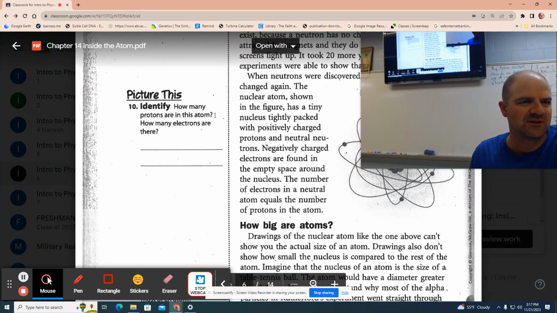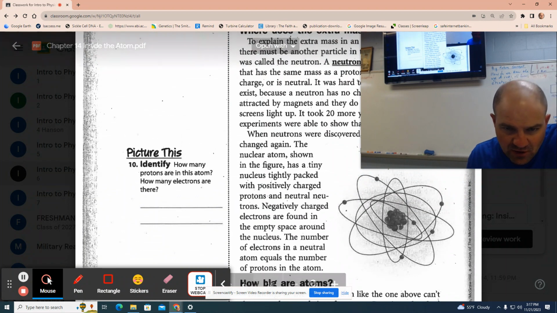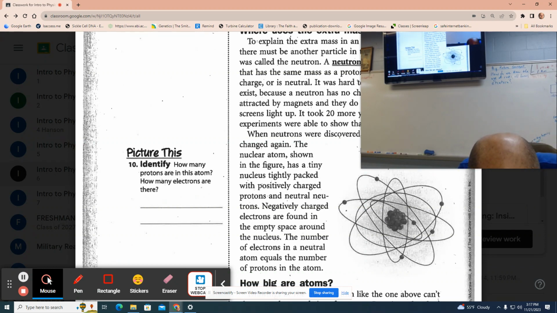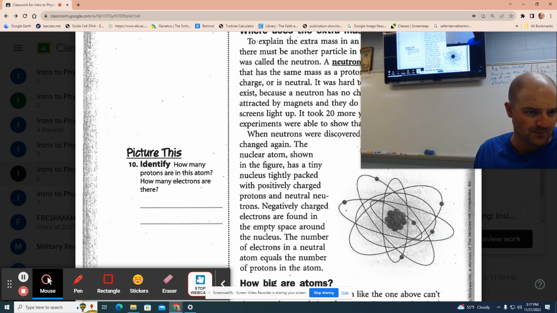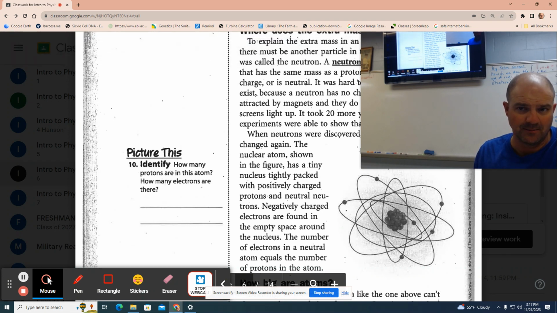Identify how many protons are in this atom. How many electrons are there? If we look really close, you can see the little plus signs on some of these. We've got 1, 2, 3, 4, 5, 6. So if we've got 6 protons and 6 electrons, we have a neutral atom of carbon.